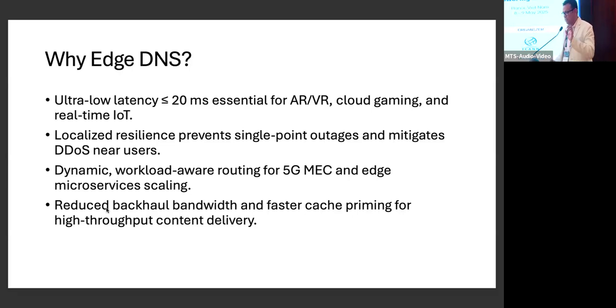So there are 3 or 4 things that were in our mind. It should be ultra low latency, less than 20 ms, so it can serve AR/VR. It should work on localized resilience and prevent single point outage. Regional resilience is something we are also working upon. It should be dynamic, workload aware routing for 5G and other telecommunication norms. And at least it should reduce the backhaul bandwidth. May I have the next slide?